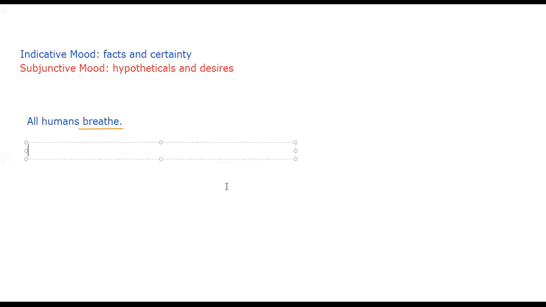Okay, but anyway, the indicative mood deals with facts and certainty. So we talked about a factual statement, all humans breathe. Now let's look at another one: I think that the light is broken. Here we have another indicative statement. We use is here because we believe that the light is broken.